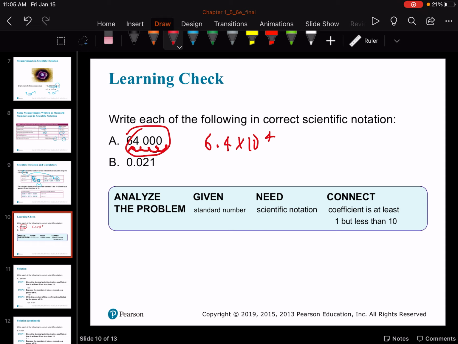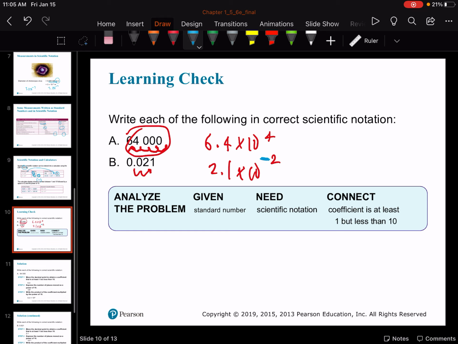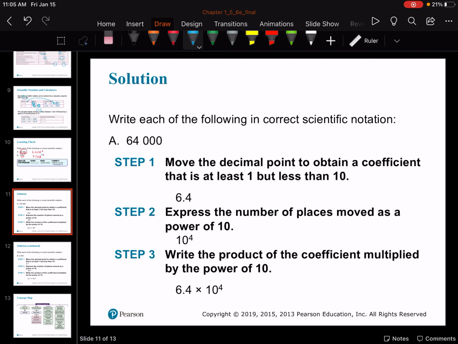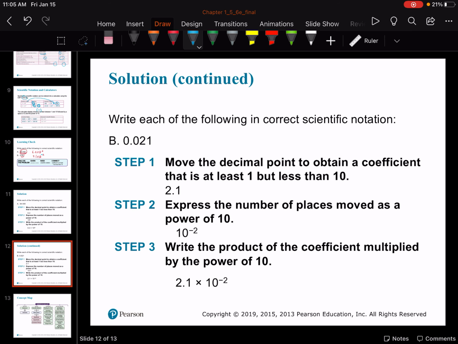Now this 0.021 is a small number. So let's write this out. It's going to go 1, 2. Looks like it's going to be 2.1 times 10 to the 2, but it's a small number, right? So it's going to be 2.1 times 10 to the minus 2. All right. So I don't think I'm going to do any more of those. I think these last two are just sample problems. Those are what I just did.